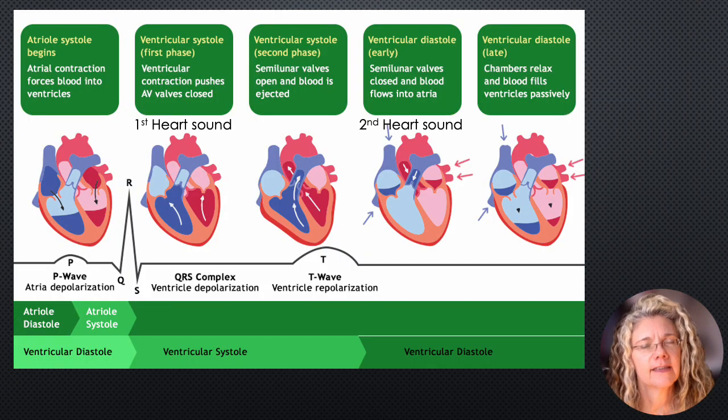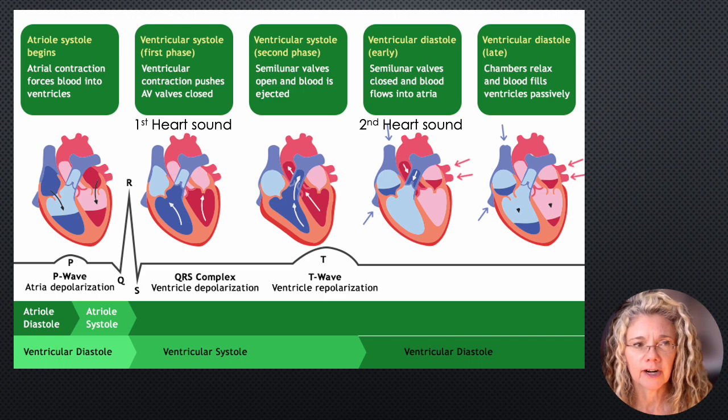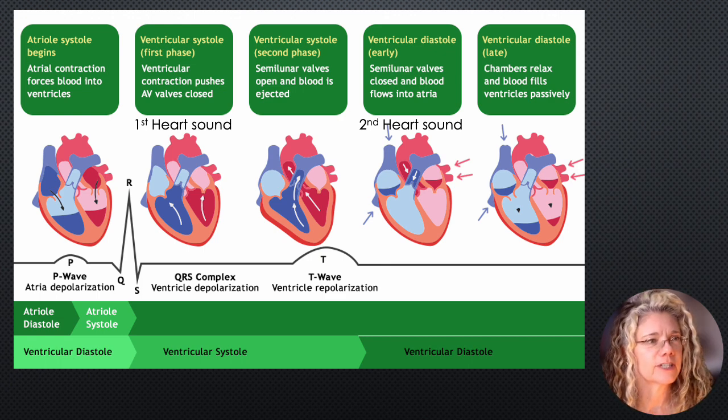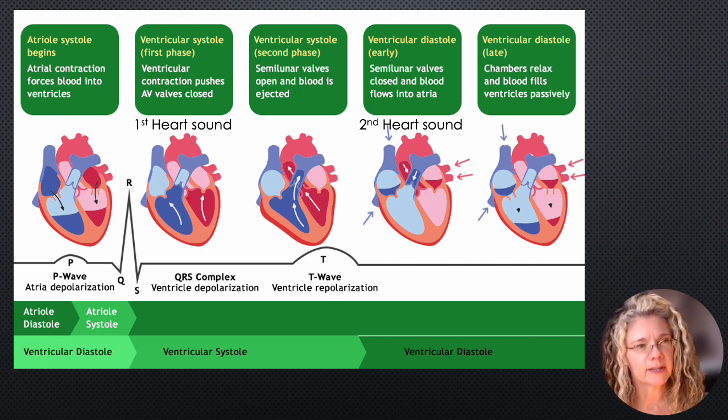All right, this slide, I think I love this slide because it pulls everything that we've just talked about all together. Starting from the far left, our atria are in diastole. The heart is entirely relaxed, diastole. And as you see the P wave, the atria begin to depolarize. After that depolarization is complete, the atria contract, and we call that atrial systole. That contraction, this says, forces blood into the ventricles. Yes, it does force blood into the ventricles.